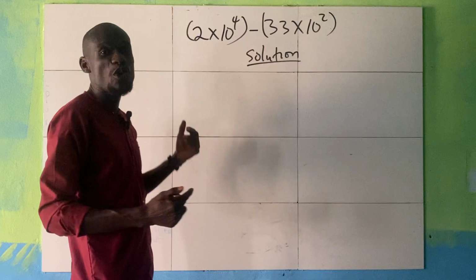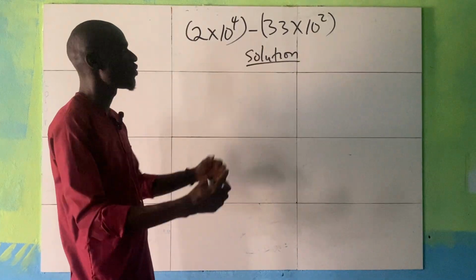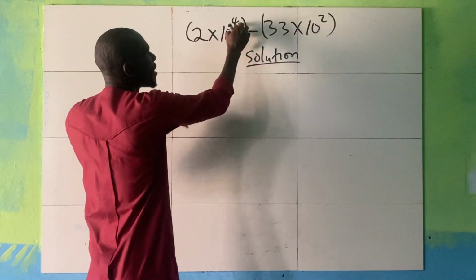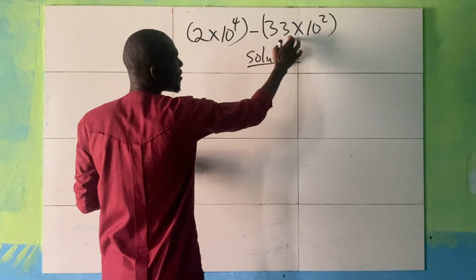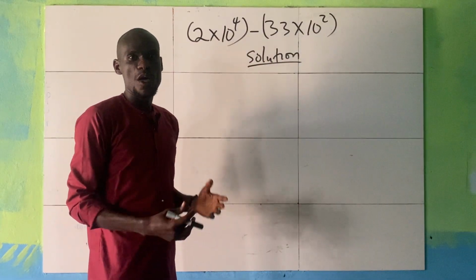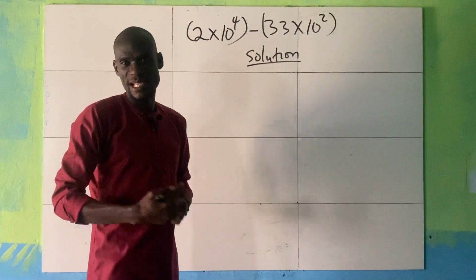Looking at the board, we have a question for us to peruse. Now we have 2 times 10 raised to the power of 4 minus 33 times 10 raised to the power of 2. All these are in standard form. So we have to subtract 2 numbers that are in standard form.